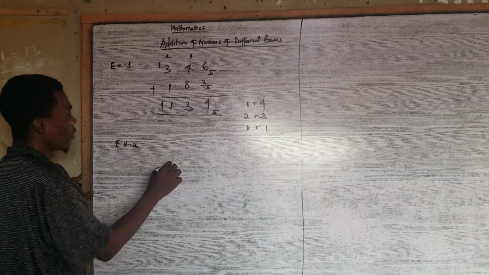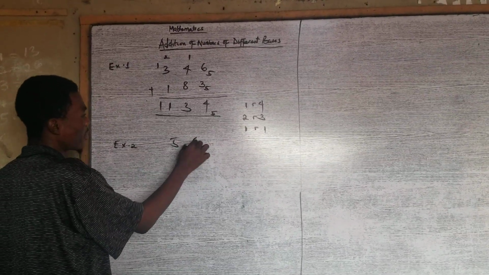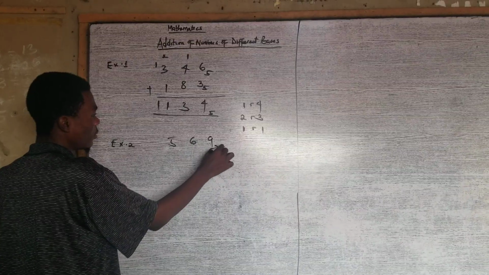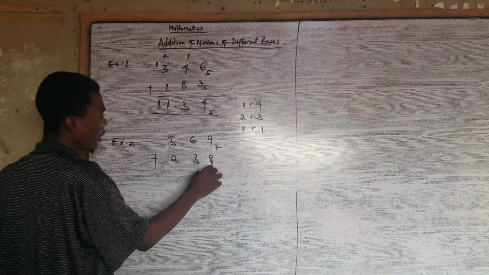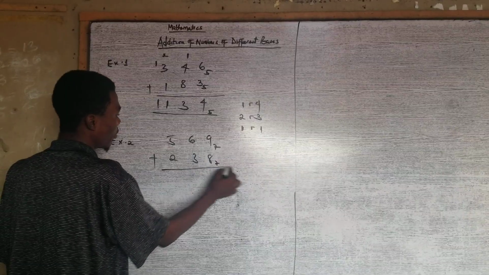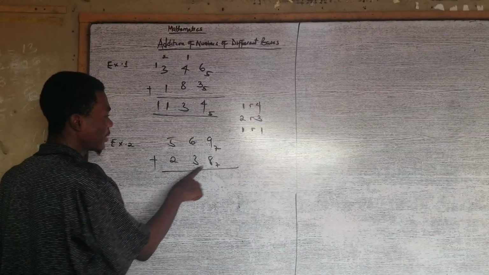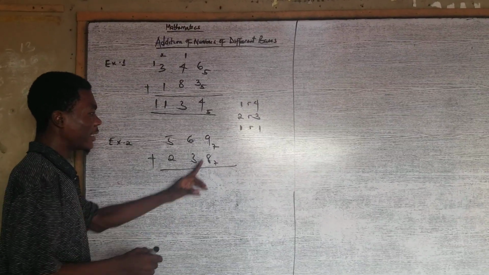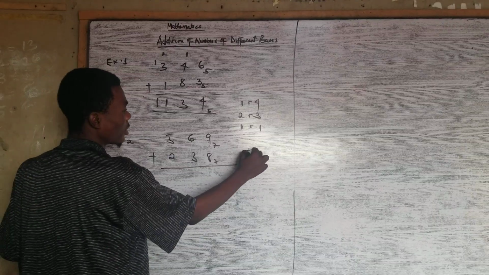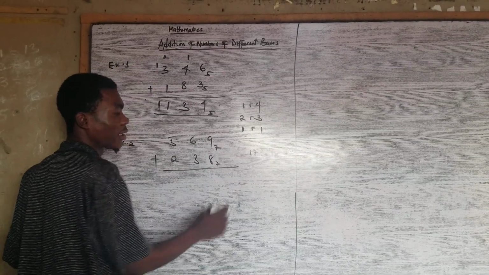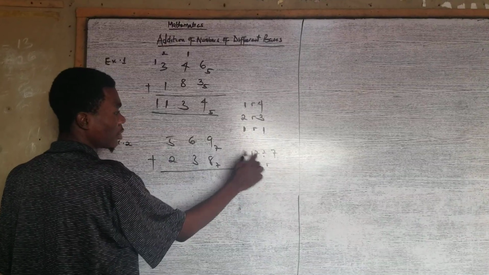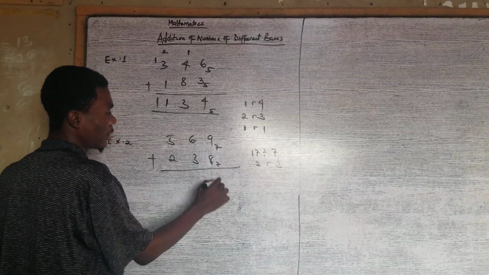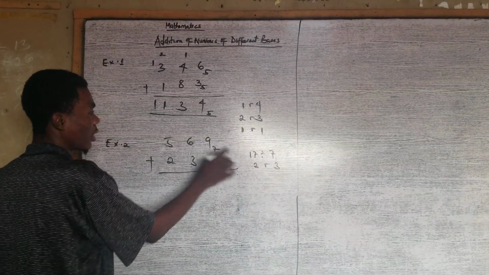Now let's solve another related example. Example 2. Let's say we're having 569 base 7 plus 238 base 7 as well. So 9 plus 8 is 17. 17 divided by 7: how many times will 7 go in 17? It will go 2 times. That's 14, remainder 3. So we write the remainder 3, and we keep 2 here.